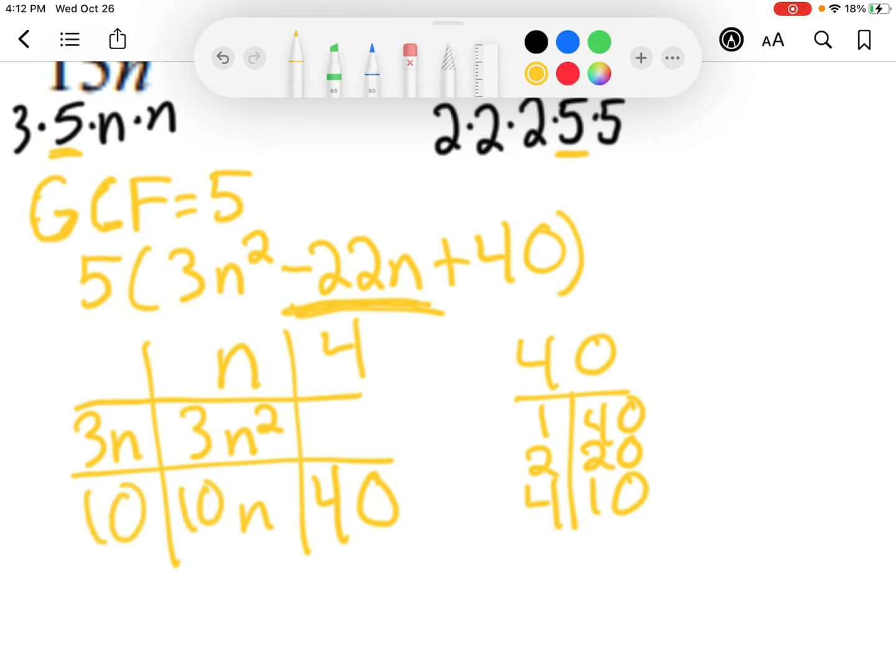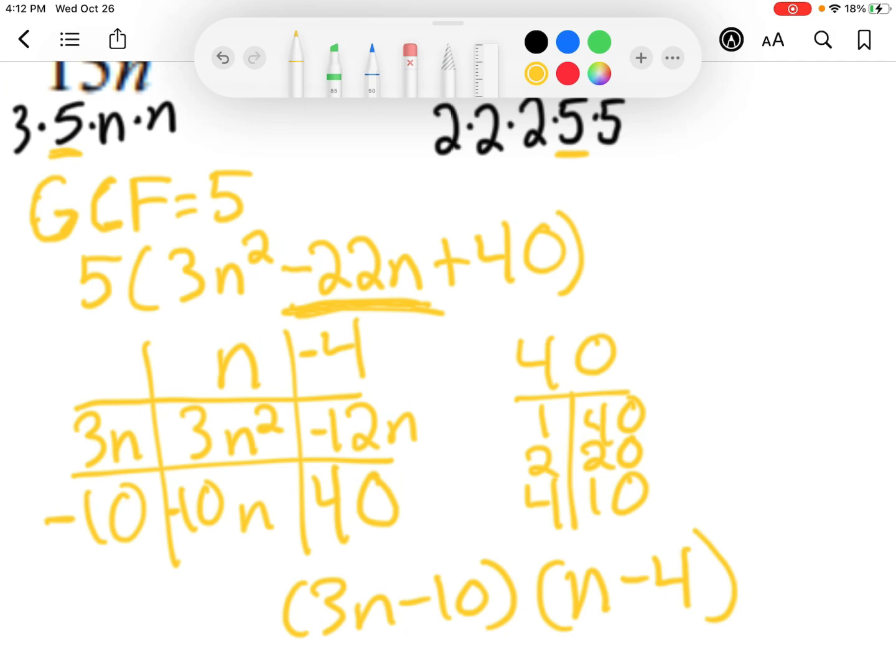What if I put 4 up here and 10 down here? I get 10n, and then I've got 12n. Well, that could give me 22. What would make it negative 22 though? I could do 10 plus 12 gives me 22. If I want it negative, I can put a negative on both of them. And that would still give me positive 40.